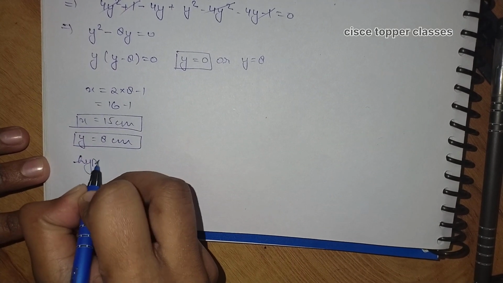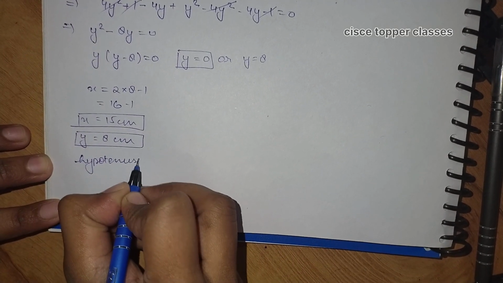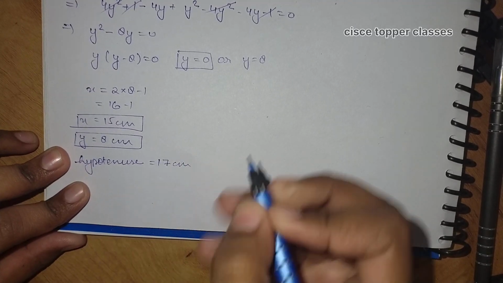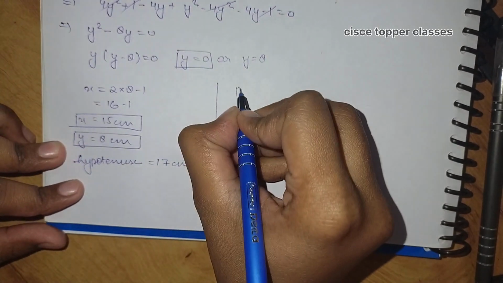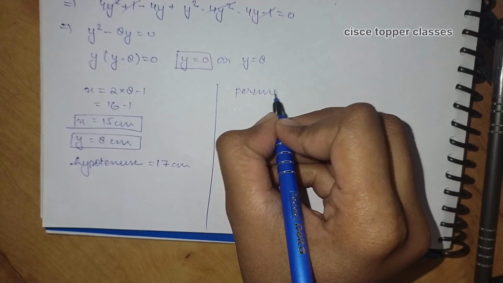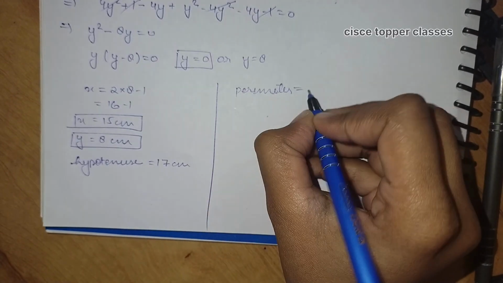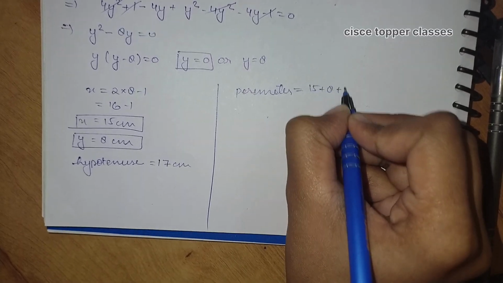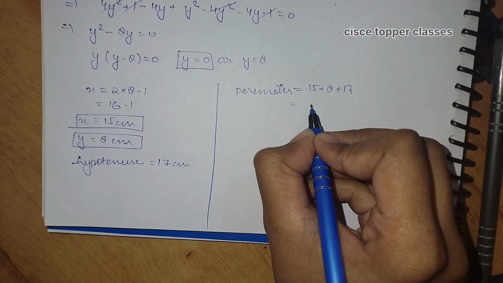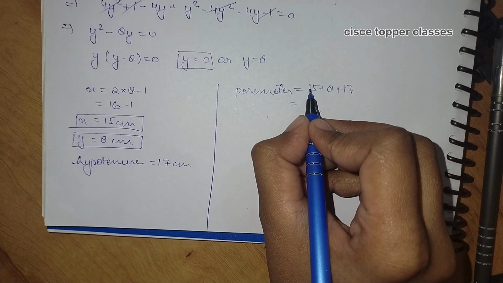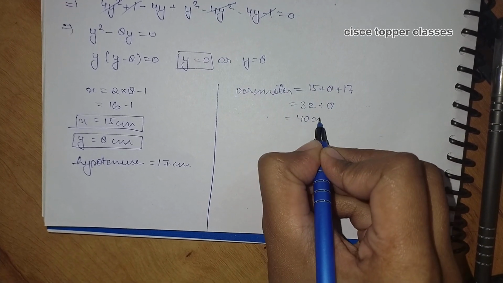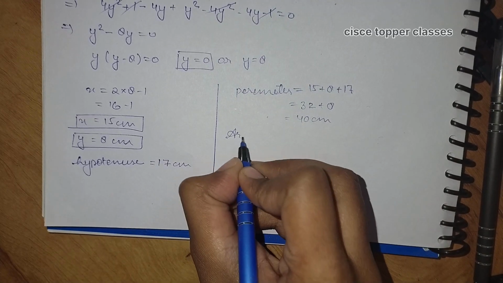So the hypotenuse here we have found as 17 centimeter. So we can write the perimeter here. Perimeter is the sum of all the sides of a triangle. So perimeter we can write x plus y plus hypotenuse, 15 plus 8 plus 17. On solving, it will become 40, that is 32 plus 8, means 40 centimeter is the perimeter.